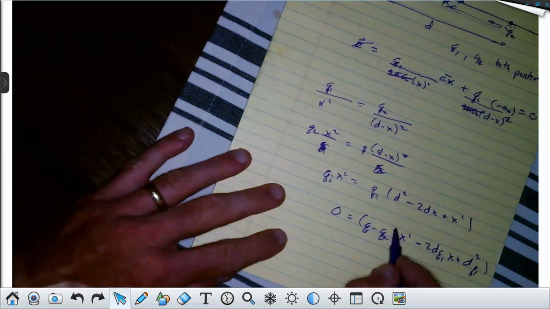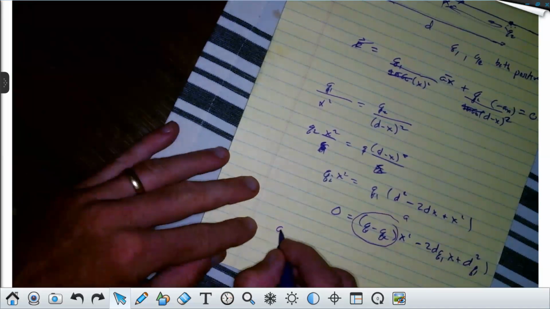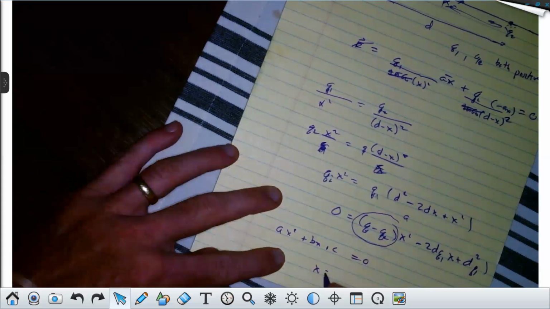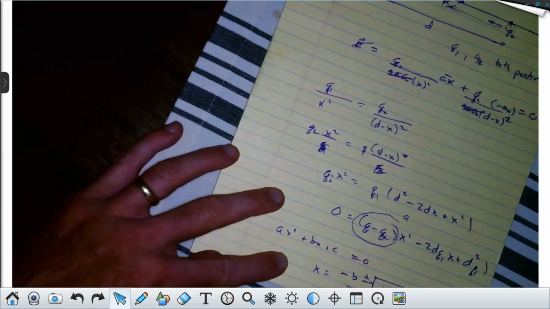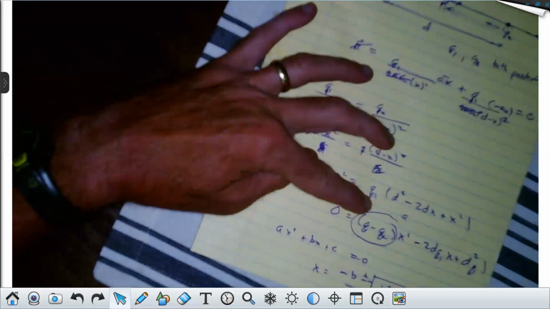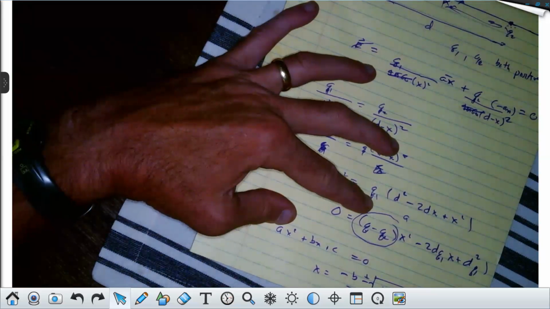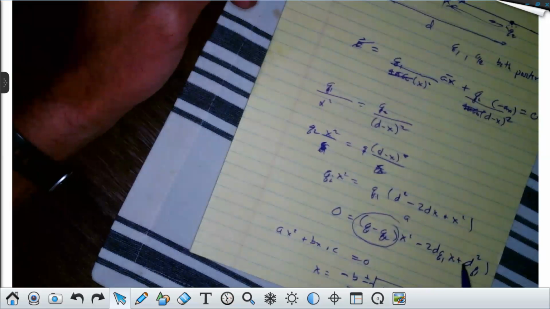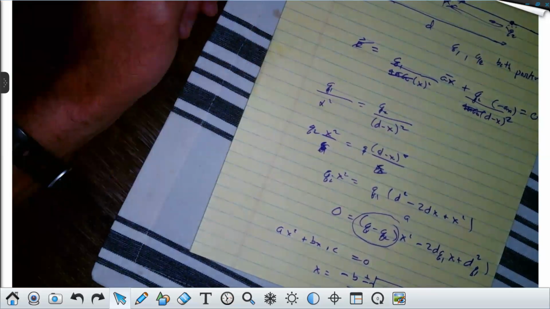So here, this is like my a. And remember, when you had ax squared plus bx plus c equals 0, what was the form of the solution? x equals minus b plus or minus the square root of b squared minus 4ac, over what? 2a. 2a, right. And you can see that a would be q1 minus q2, the coefficient of x squared. b, right here, would be minus 2dq1, and c would be d squared q1. Follow me? Now that's how you would do that problem.